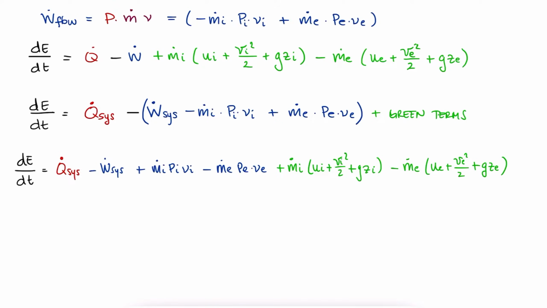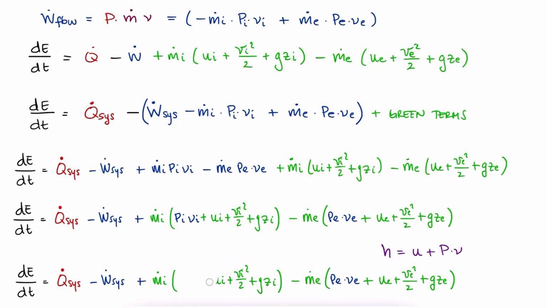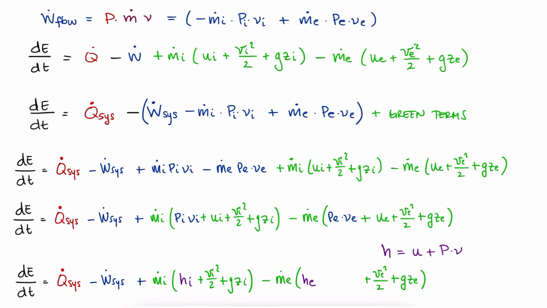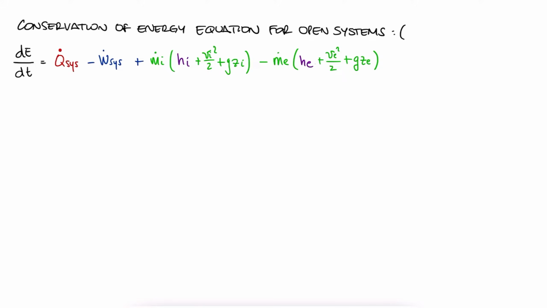Notice that at the end, after distributing the negative sign, mi dot Pi vi is positive, and me dot Pe ve is negative. And finally, when we factor out the m dot in and m dot exit in this expression, we can see that since enthalpy is the internal energy plus Pv, we can substitute the u plus Pv terms with the enthalpy h. And this is how we obtain the conservation of energy equation for our control volume of an open system with one outlet and one inlet.